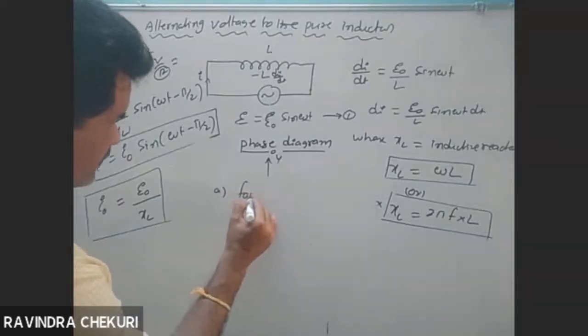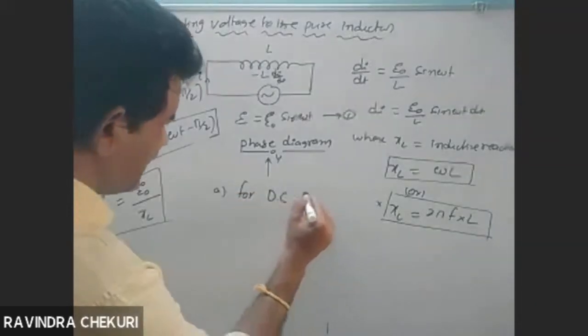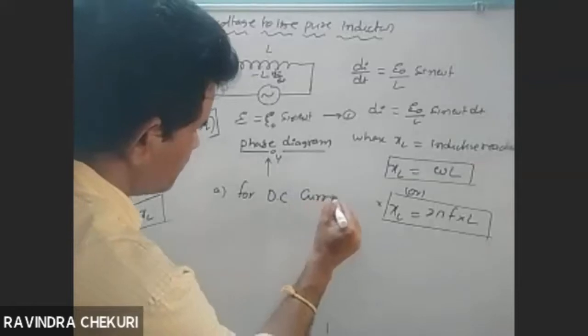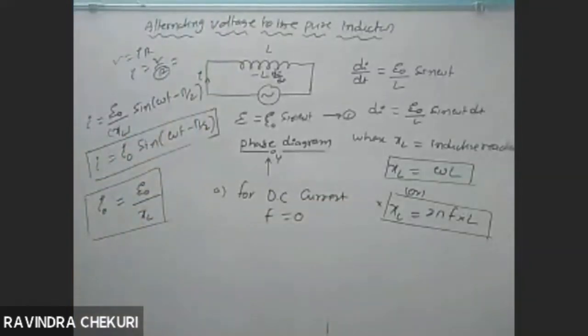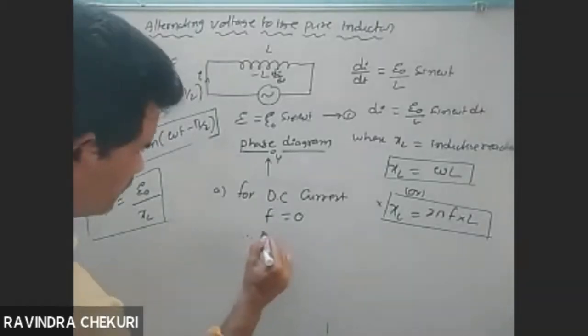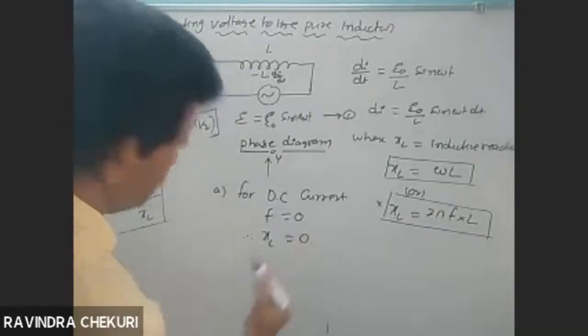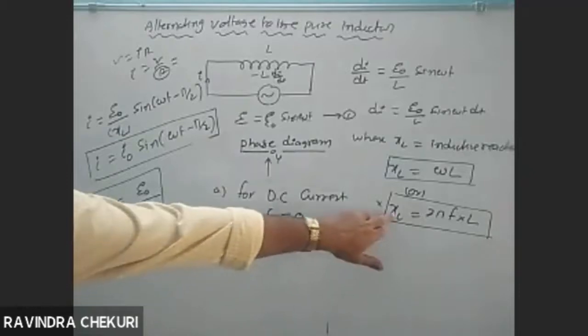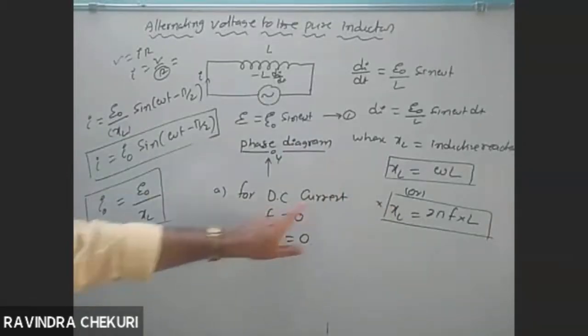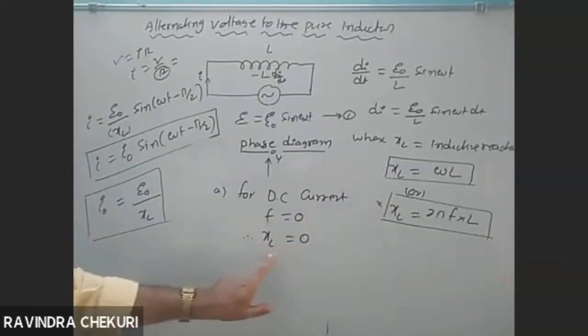For DC current, what about frequency? For DC current, frequency is 0. So therefore, XL is equal to 0. So this is inductive reactance for AC source only. For DC current, frequency is 0, so XL is equal to 0.